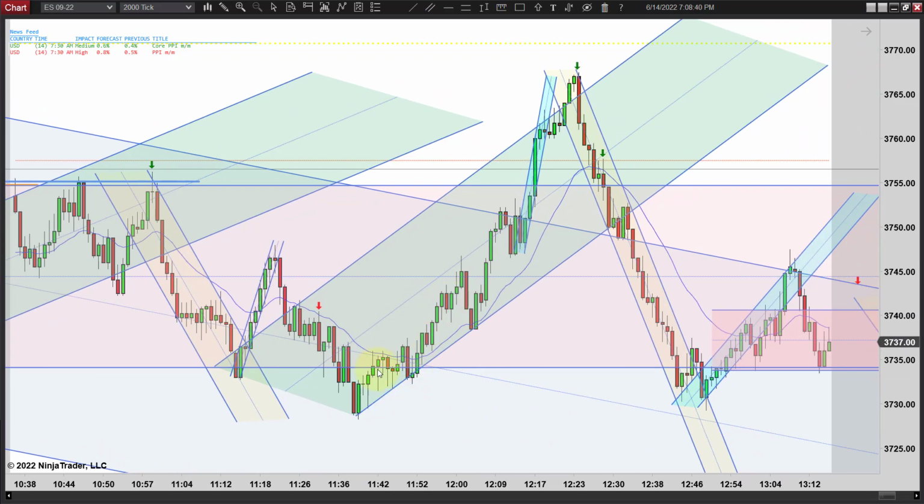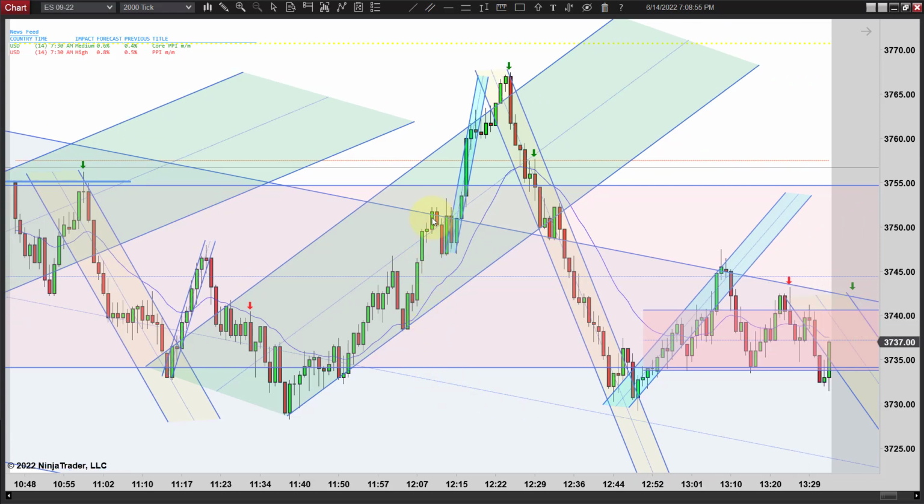We bounce out of there, but notice how we're really struggling. There's no setup here. There's no reversal pattern. Even here when it comes back to the trend line, there's no real setup. There's nothing there I would want to take. And of course, you can't go long into the trend line.